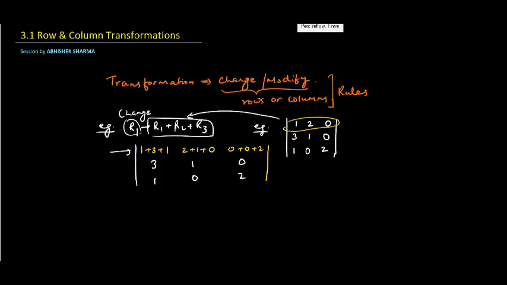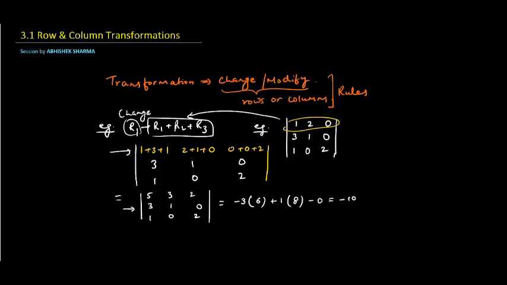And now if I simplify this determinant further, if we expand this, let's say maybe we can do this along the second row, so I get minus 3 times, plus 1 times, simplify to minus 10.